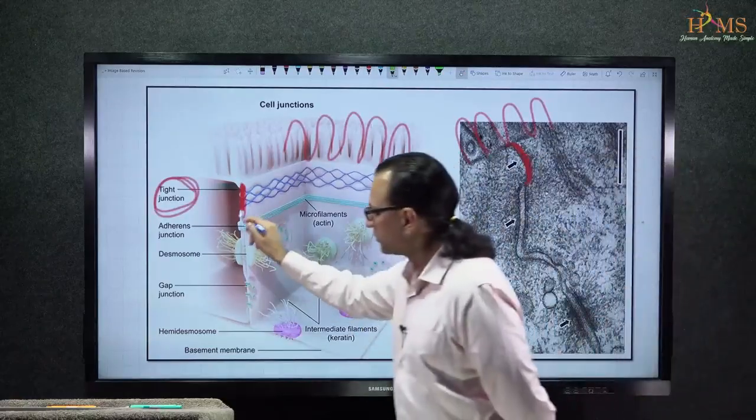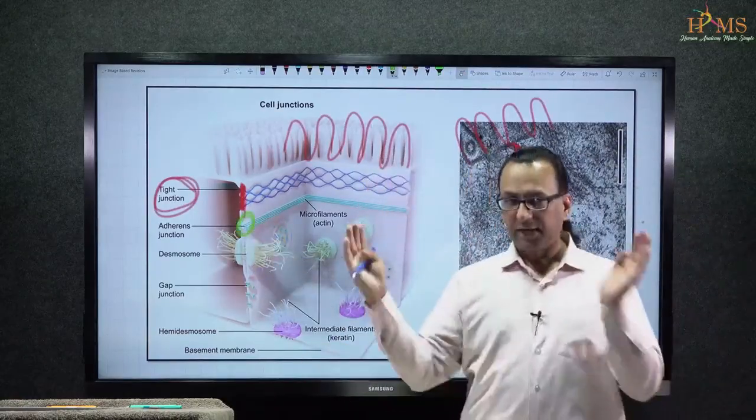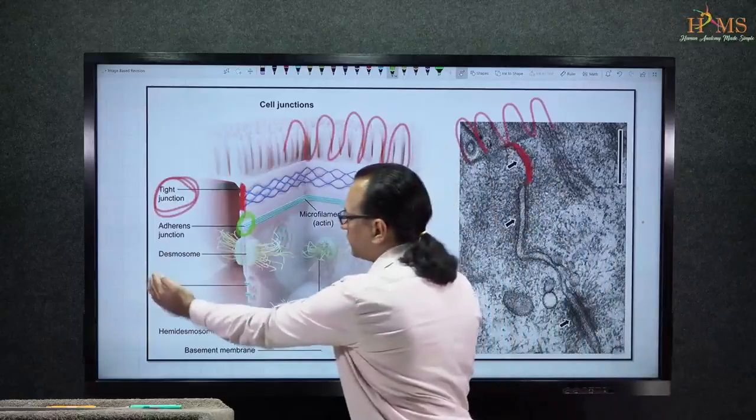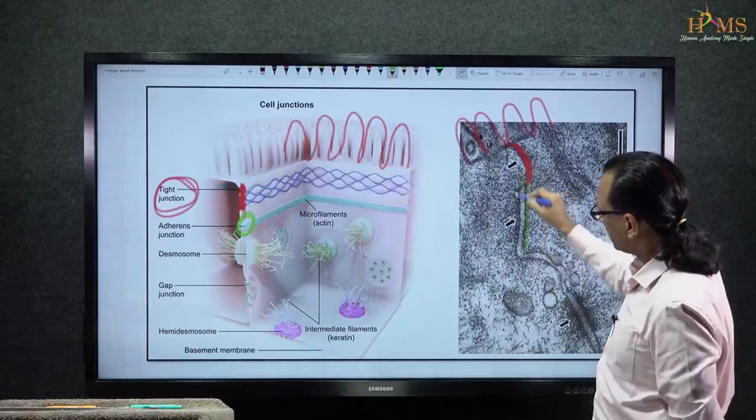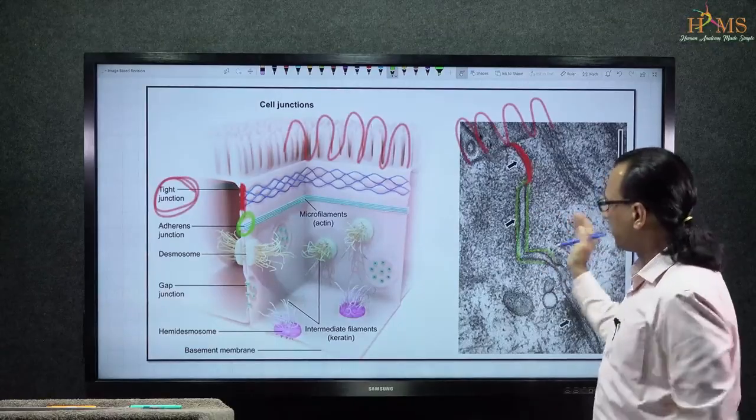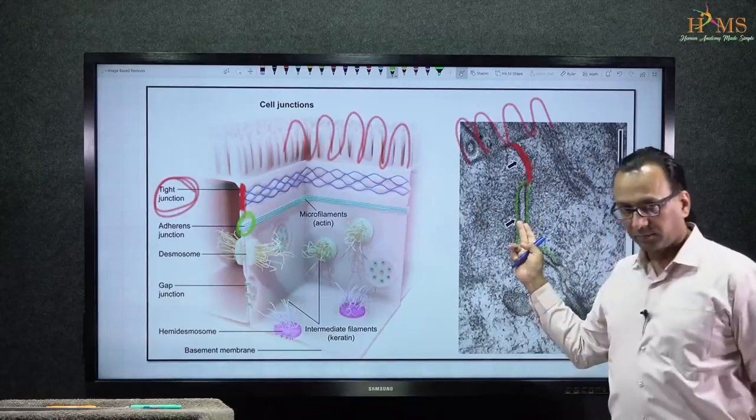Now when it comes to the zona adherens, you will find the intercellular gap between one cell and the other cell is 20 nanometer. So here you can make out this is the intercellular gap between the two cells, 20 nanometer.